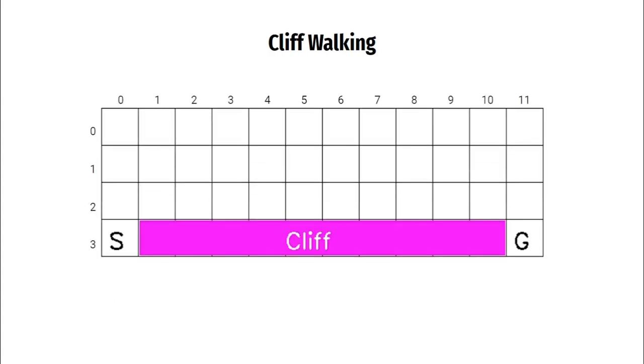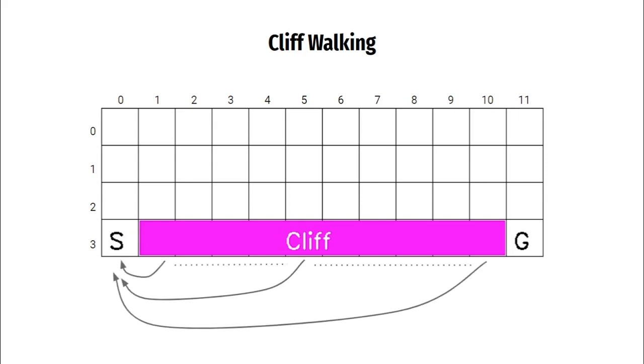Let's first recap what the cliff walking problem is. There is a 4x12 grid with a cliff on it. The agent has to reach the goal G from the starting state S without falling into the cliff. If the agent falls into the cliff, it is immediately transferred to the starting state and has to start all over again. The episode only terminates if the agent reaches the goal state.